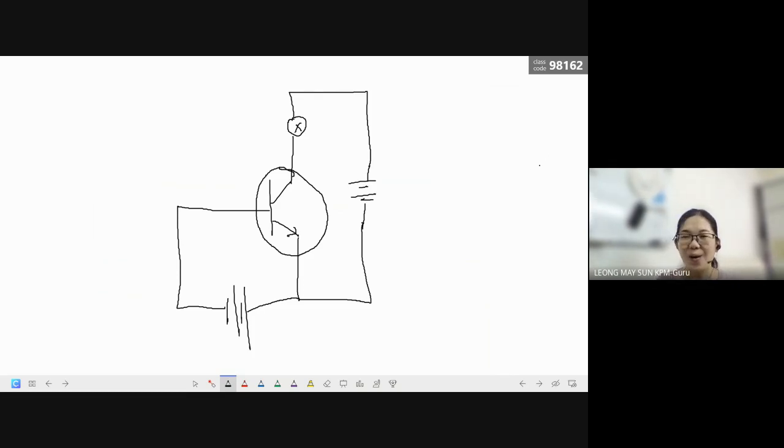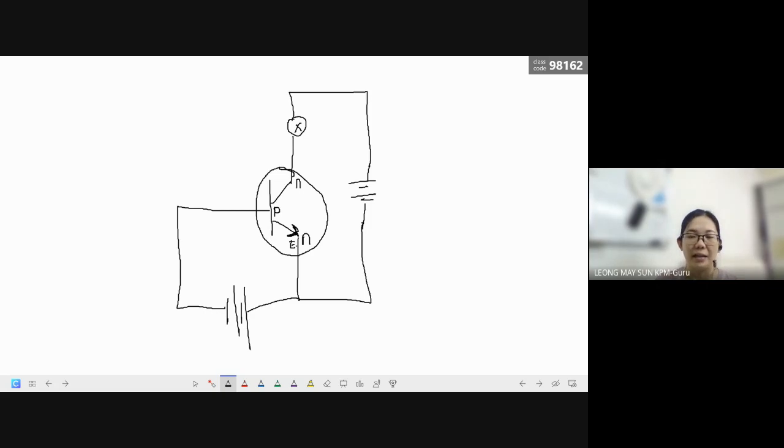The arrow always points towards the negative terminal. This arrow is pointing towards the emitter. So the emitter is actually an N type of semiconductor, Jairaj. So this would be an NPN transistor. Okay, the arrow will always point towards the N type of semiconductor. So this is an NPN transistor.